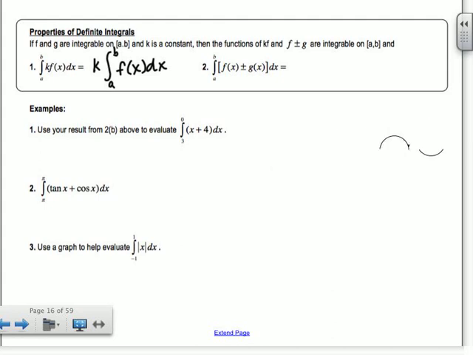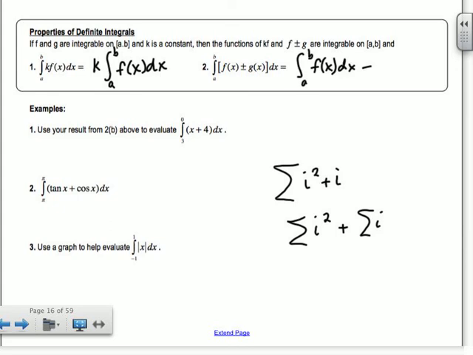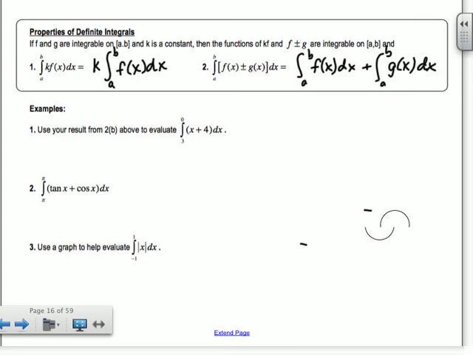Okay, so the next one, if I had a sum, remember if I had i squared plus i, we could bring the sigma into both pieces and we'd write sigma i squared plus sigma i. So really this elongated S sign is a shortcut for writing the limit as n goes to infinity of your sigma, i equals 1. It's much easier to write it this way. All right, so I have the integral from a to b of f of x dx plus the integral from a to b of g of x dx. One of my big pet peeves is when you leave off the dx. So don't do that.